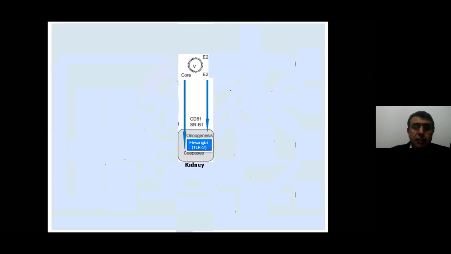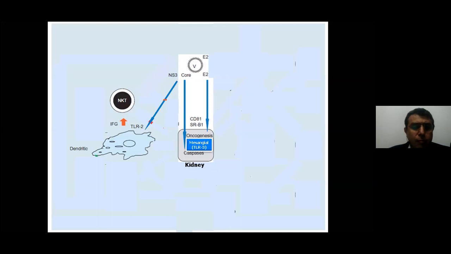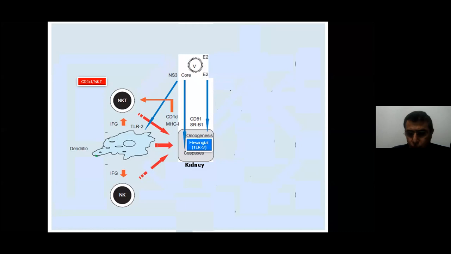This is mainly on mesangial cells through toll-like receptor 3. The nonstructural protein will stimulate, through toll receptor 2, dendritic cells, which release interferon gamma that stimulates natural killer T lymphocytes, and interferon gamma also stimulates natural killer cells. The dendritic cells, natural killer T lymphocytes, and natural killer cells can directly attack these renal cells and cause severe injury. And when natural killer T lymphocytes attack the cell, we have a combination through the complex, and this activates the natural killer T lymphocytes more, causing more destruction and injury of the renal cells.